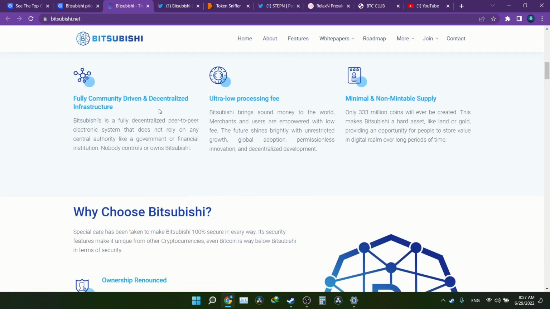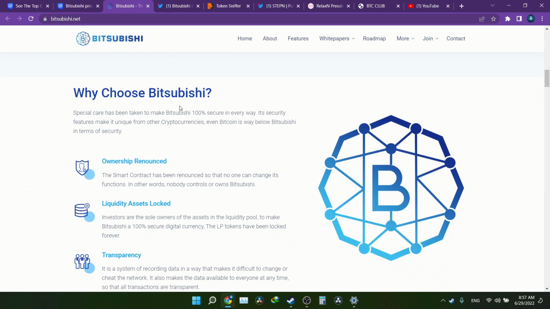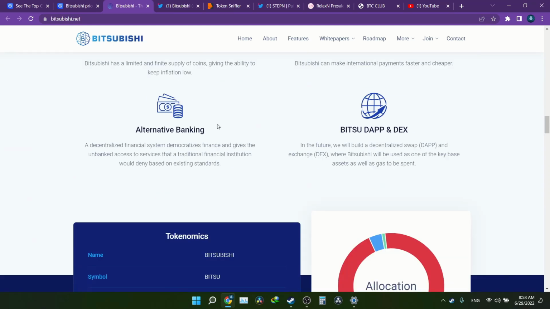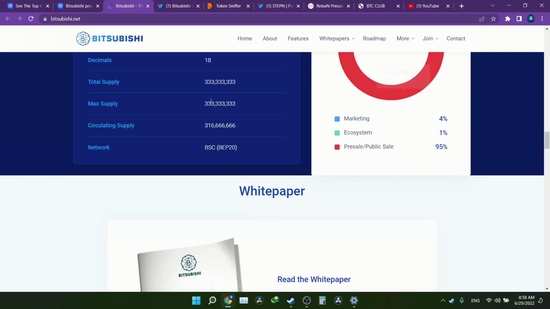So this is what the project has to offer and why you should choose Bitsubishi. They're explaining the problems and solutions here, right? And again, the ecosystem, how it works, the tokenomics, how many tokens they have, what the maximum supply is, and what amount of tokens is going to be sold in the pre-sale, or rather public sales.